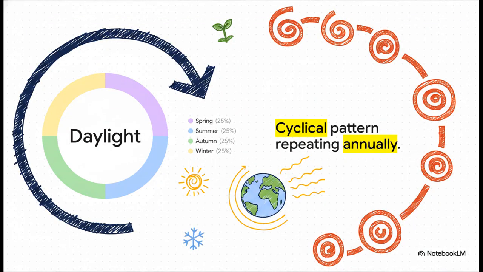For our cyclical pattern, think about the number of daylight hours over the year. Because of the Earth's tilt and its orbit around the sun, daylight hours create a beautiful, repeating loop every single year. The days get longer in the summer, shorter in the winter, and repeat. It's a natural, cyclical rhythm you can literally set your calendar by.